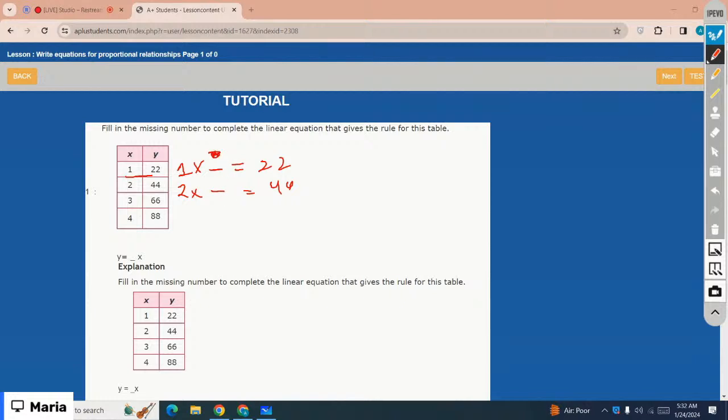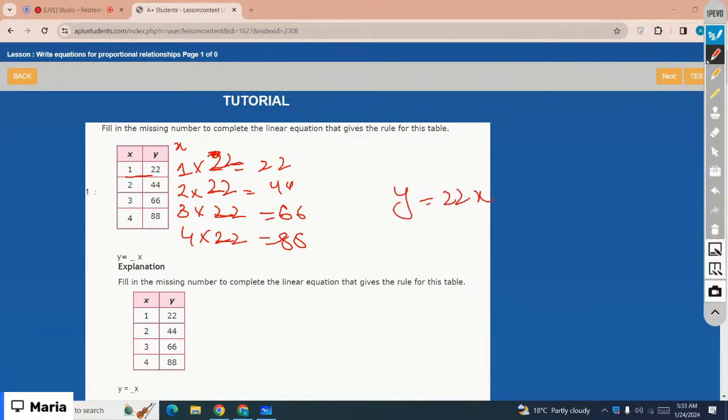This is the rule. Okay, when x is 3, this is x and this is actually the number you need to find. 3 times what number is 66? And 4 times what number is 88? That must be a constant number. 1 times 22 is 22, 2 times 22 is 44, 3 times 22 is 66, and 4 times 22 is 88, right? That means the equation is y equals 22x.